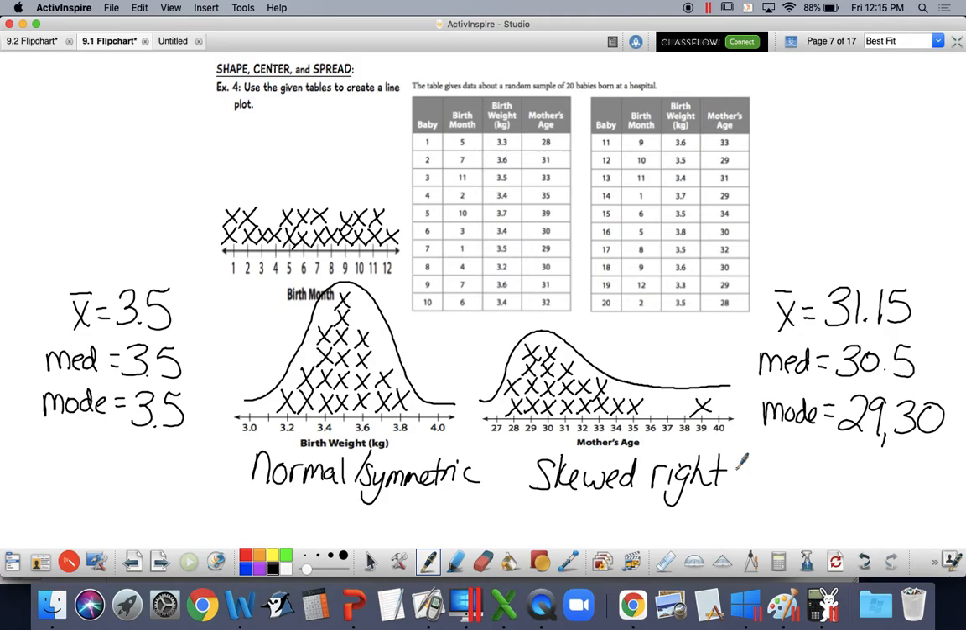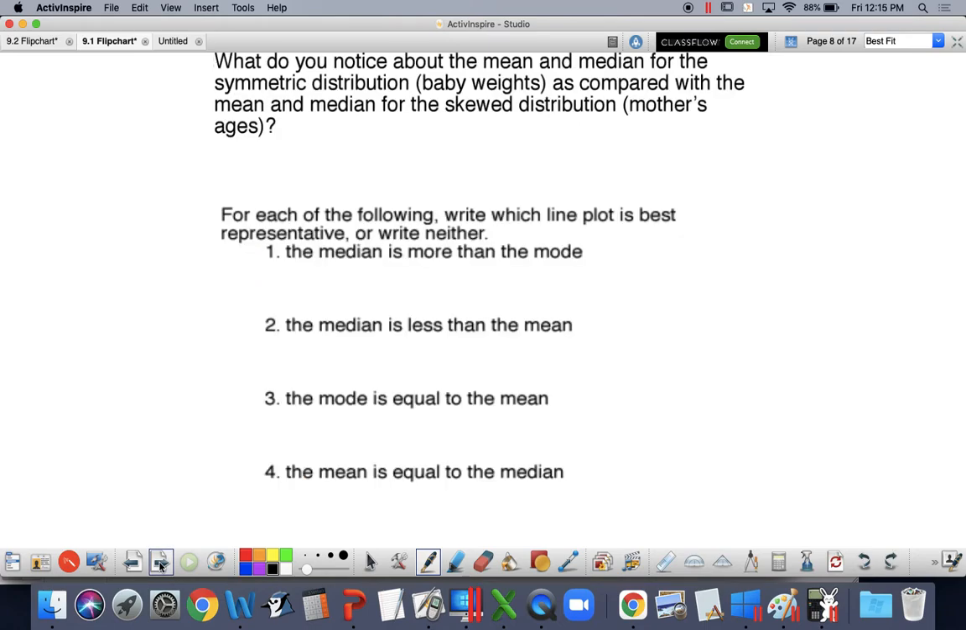This tells me that the data is not necessarily normal, right? We've got some, not necessarily outliers, but we've got some things in there that are changing the data set a bit. So let's answer some questions about this. What do you notice about the mean and median as compared with the mean and median for the skewed distribution? When it's skewed, mean usually won't equal median. Whereas when it's normal, you're going to get that mean and median are the same thing.